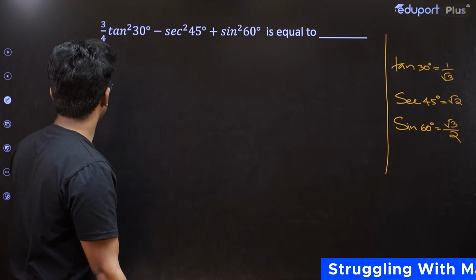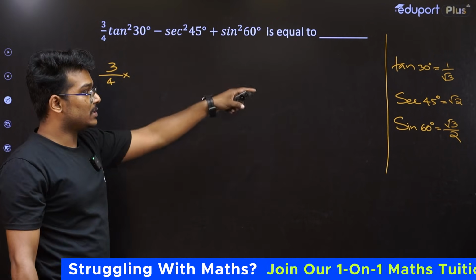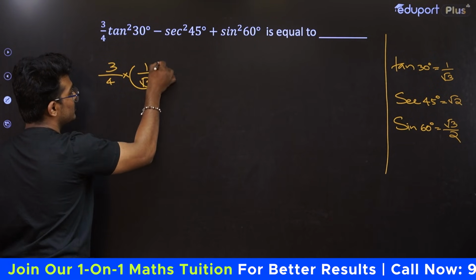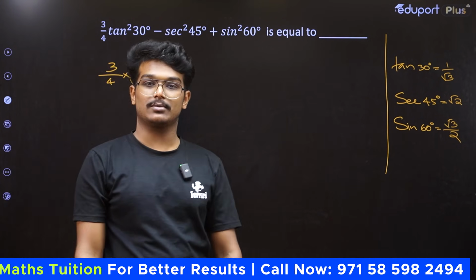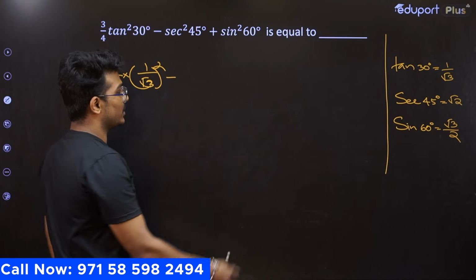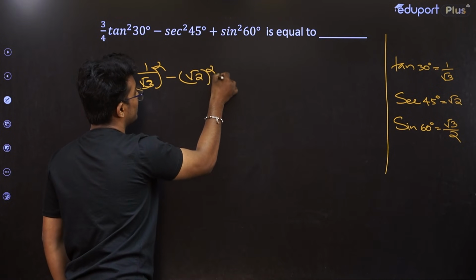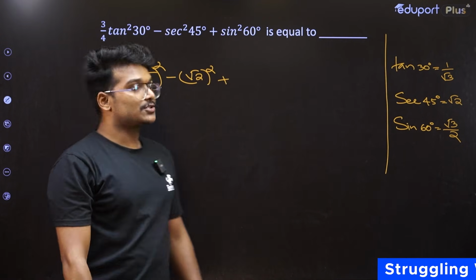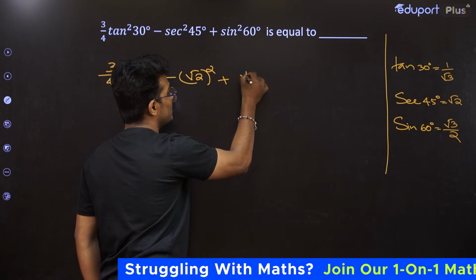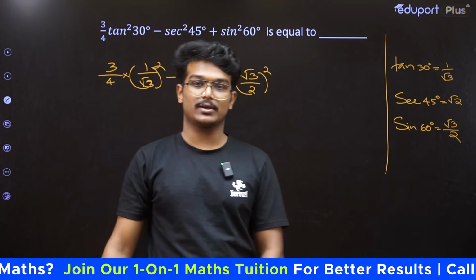Okay, so it will be 3 by 4 into tan square 30. Tan 30 is 1 by root 3. So 1 by root 3 square, which minus sec square 45. So sec 45 is root 2. So root 2 square plus sin square 60. What is the value of sin 60? That is root 3 by 2. Then root 3 by 2 whole square.